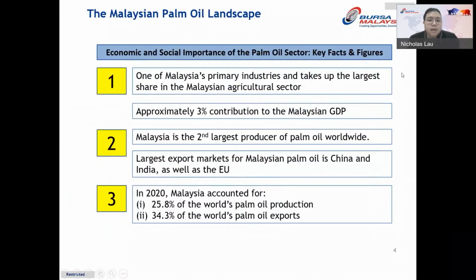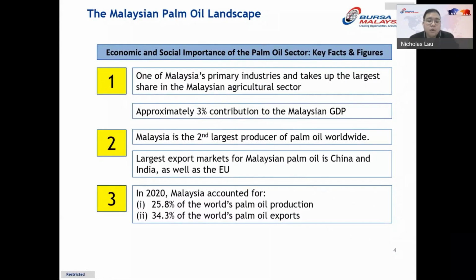Okay, a bit on the Malaysian palm oil landscape. So I'm sure many of you know palm oil in Malaysia, it's a big part of the Malaysian culture and the Malaysian economy and society. So these are a few key facts and figures which I felt it will be interesting to share with everyone here.